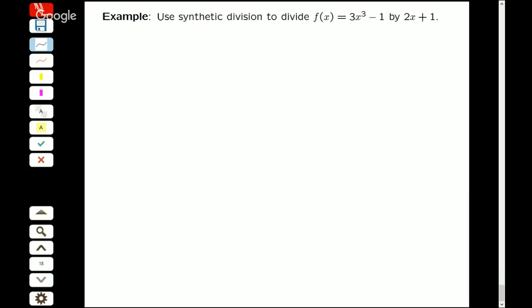Okay, use synthetic division to divide these. Do we have any missing powers here? Yes, so we have a 3, then a 0 for the x squared, then a 0 for the x, and then our minus 1.